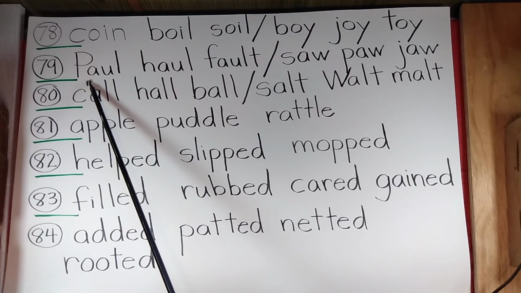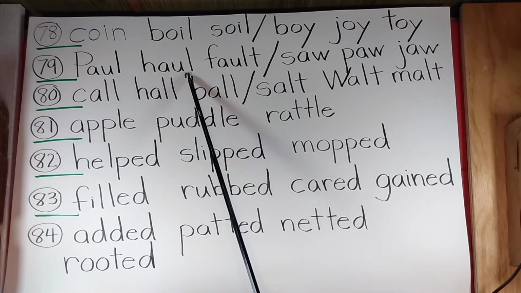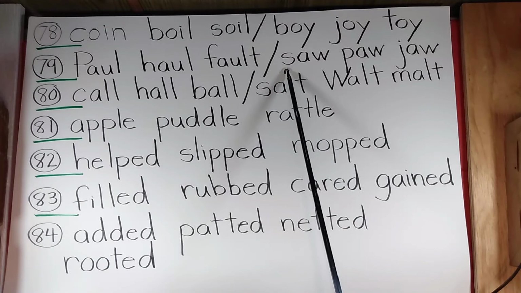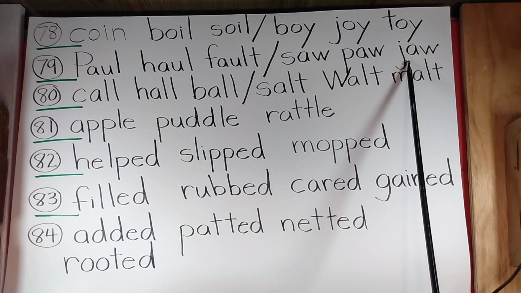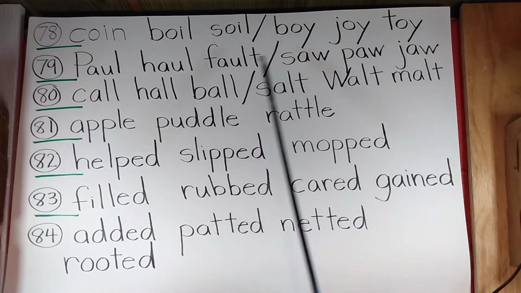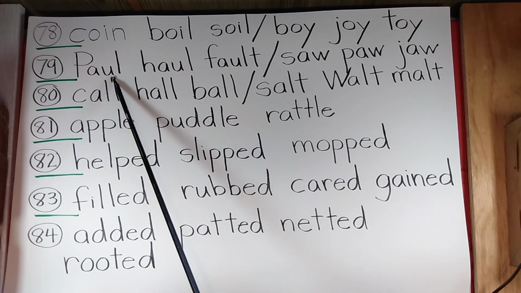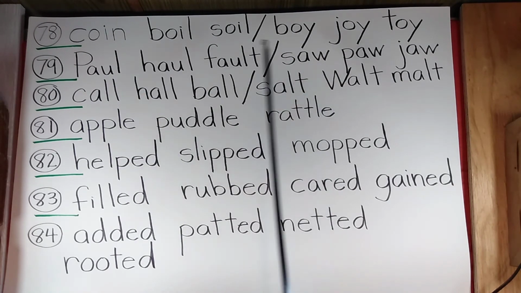79. Paul, haul, fault, saw, paw, jaw. Two sections here because AU often makes the aw sound and AW often makes the aw sound as well.